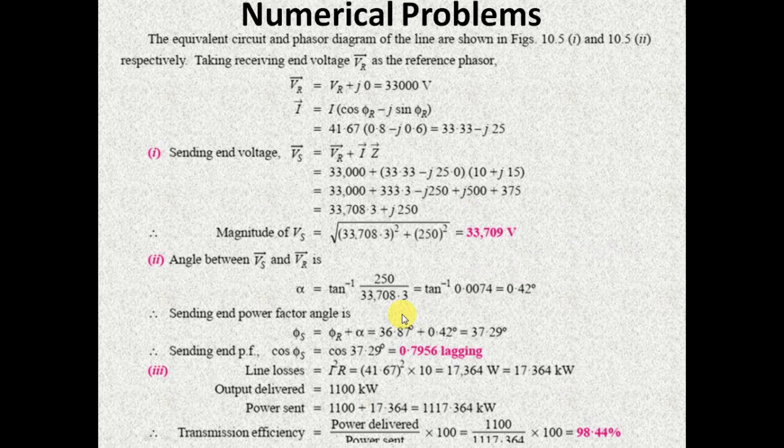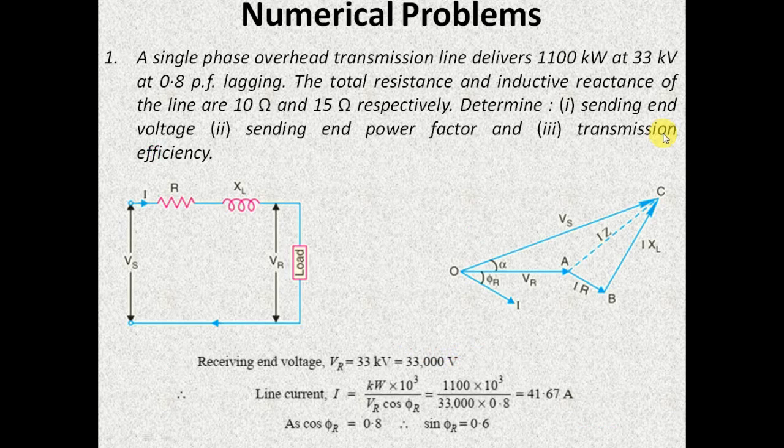So in the next step, we are finding the whole angle phi s, that is phi r plus alpha, which seems to be 37.29 degrees. And in the next step we have determined its power factor value as 0.7956 lagging.